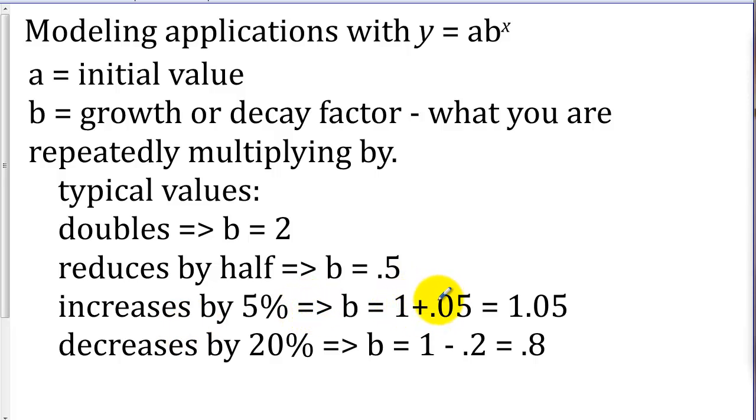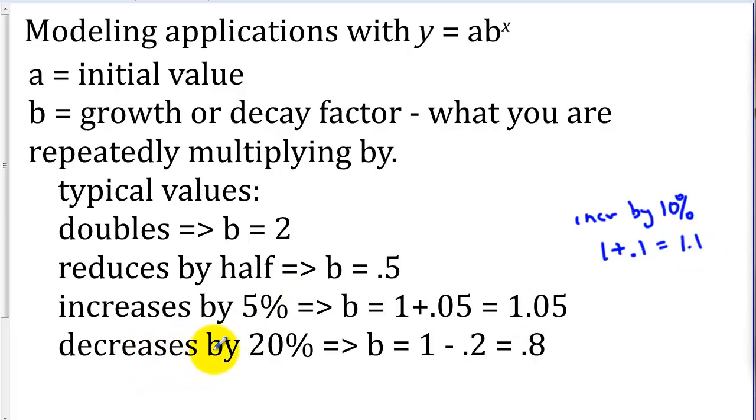And you should remember from pre-algebra and algebra 1, if you want to increase something by 5%, you multiply it by the 5% converted to decimal, 0.05, but you have to add it to 1. So if you multiply something by 1.05, you are increasing it by 5%. If we wanted to increase by, say, 10%, we would multiply by 1 plus 0.1, which would be 1.1.